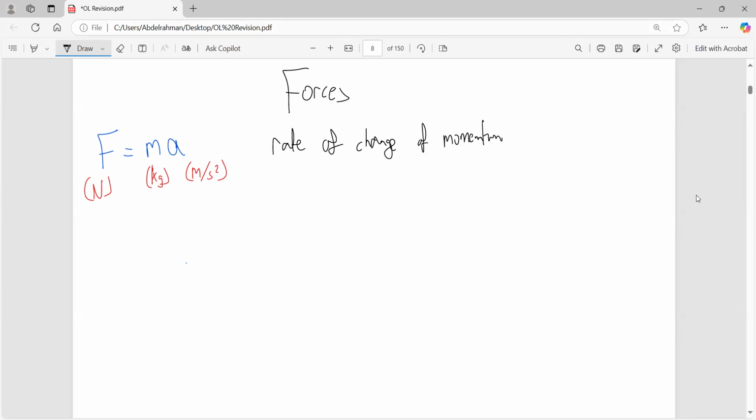Rate means that you will divide by time. Right? You will divide by time. And change of momentum, so you will find the change of momentum and you will divide it by time. This is the definition of a force.